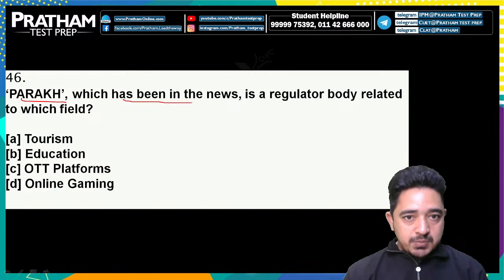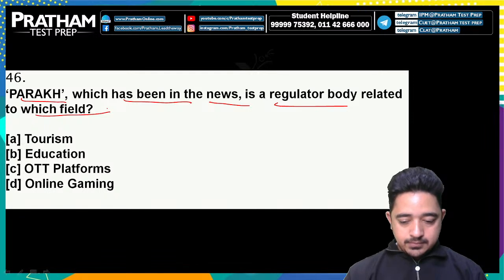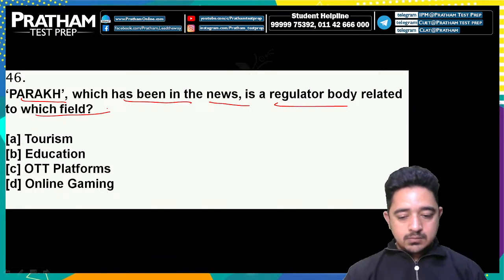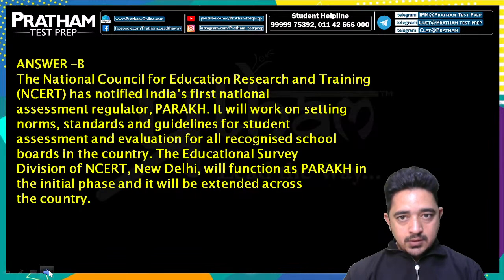PARAKH, which has been in news, is a regulatory body related to which field? Tourism, education, OTT platform, online gaming. C option, OTT platforms. B is the right answer.